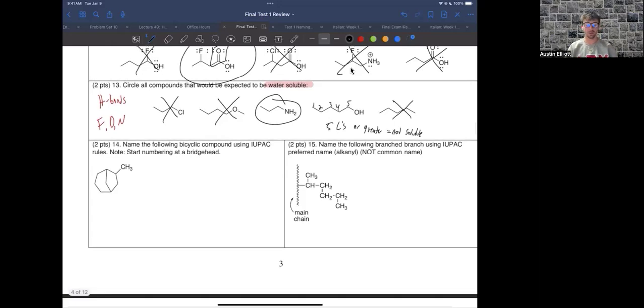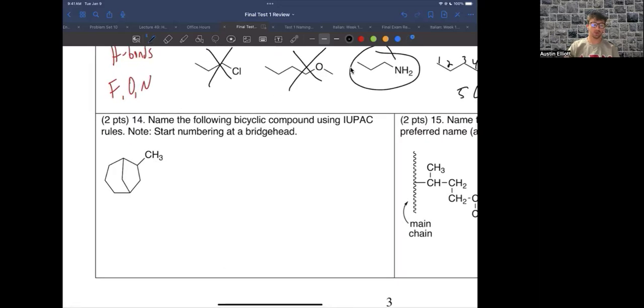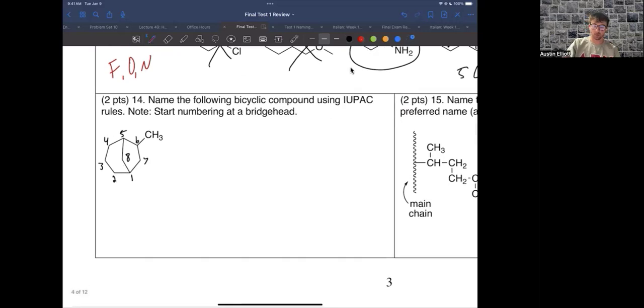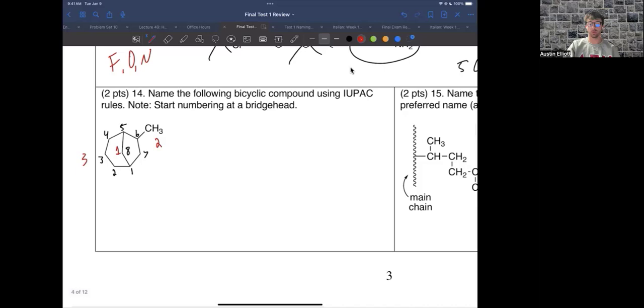So now moving on to bicyclic naming, something that we did a little bit for test one. So the trick for this one is you start on the biggest side of the ring and then try to get your groups at the lowest overall numbers. So we're going to start right here. 1, 2, 3, 4, 5, 6, 7. And then your last number will jump into the middle like that for 8. So we have 3 carbons on this side, 2 there, and then we have 1 in the center like that.